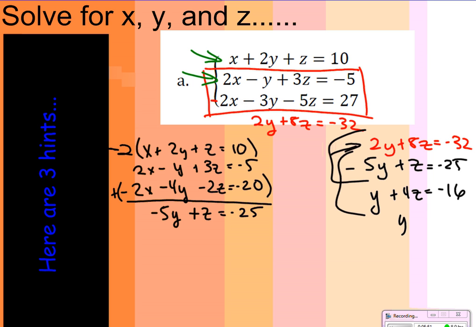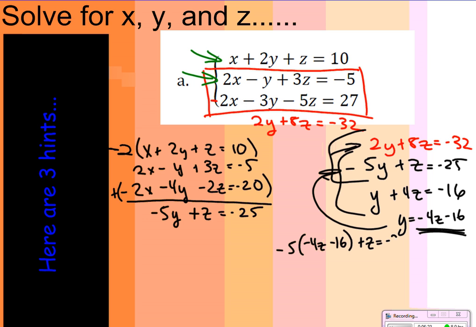I might take y equals negative 4z minus 16. All I did was subtract 4z over. So now y equals this. So I might substitute that back up into this one. So it'll be negative 5 times, no wait, I was right the first time. Negative 5 times negative 4z minus 16 plus z equals negative 25.